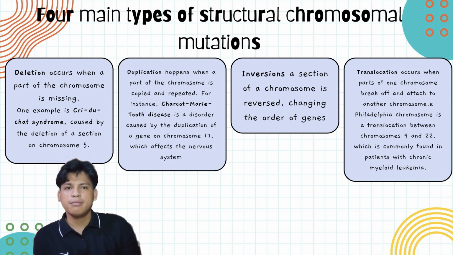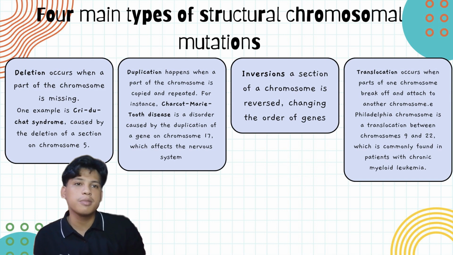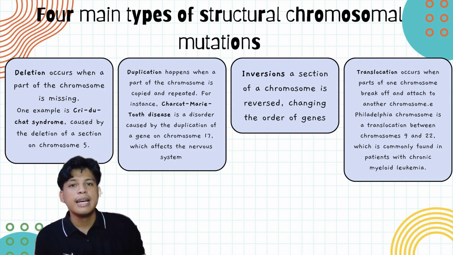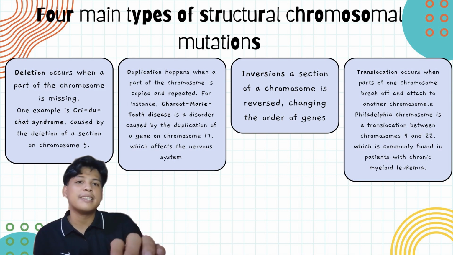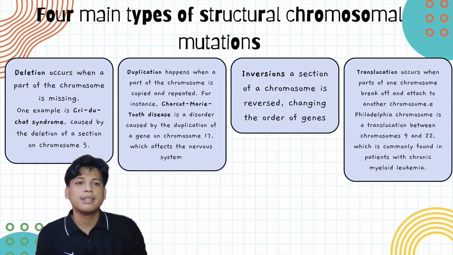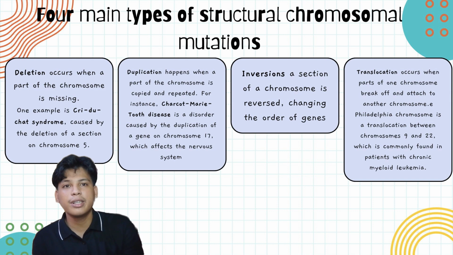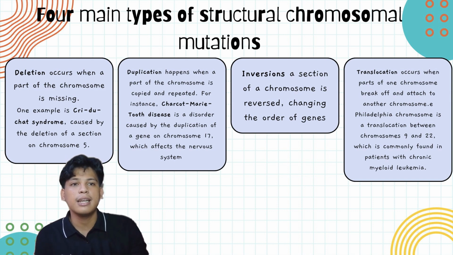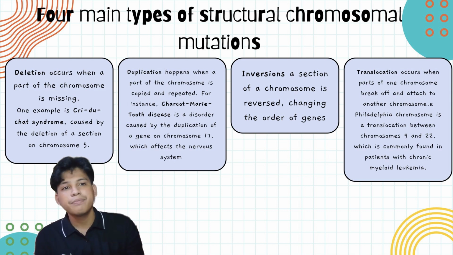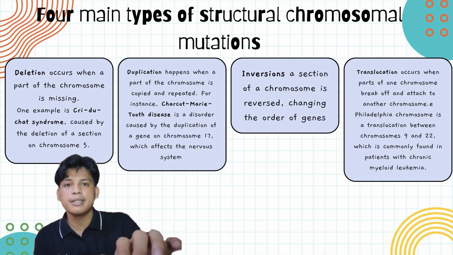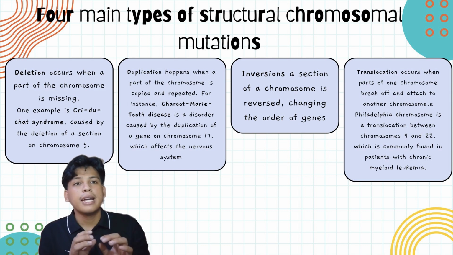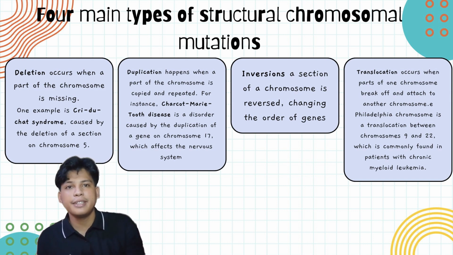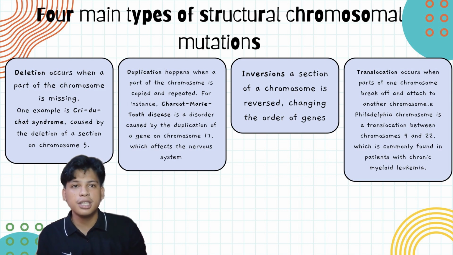Second, duplication happens when a part of a chromosome is copied and repeated. This leads to extra genetic material. For instance, Charcot-Marie-Tooth disease is a disorder caused by duplication of a gene in chromosome 17, which affects the nervous system. Third is inversion. In this type of mutation, a section of a chromosome is reversed, changing the order of genes.